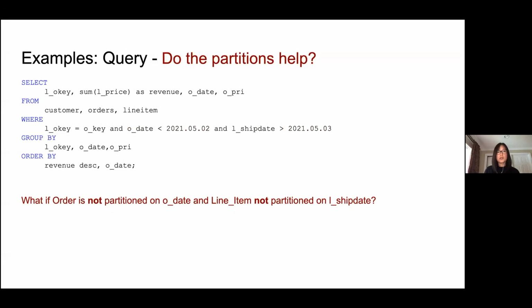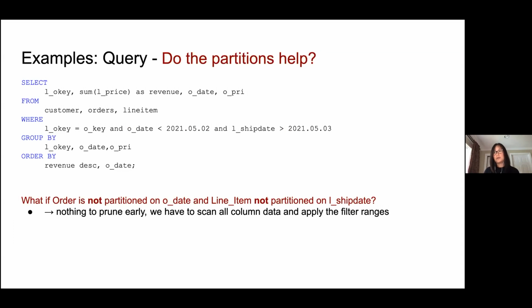Similarly, the question is, what if the order is not partitioned on order date and the line item is not partitioned on the ship date? Then the answer is there's nothing to prune. We have to read everything and then apply the filters.